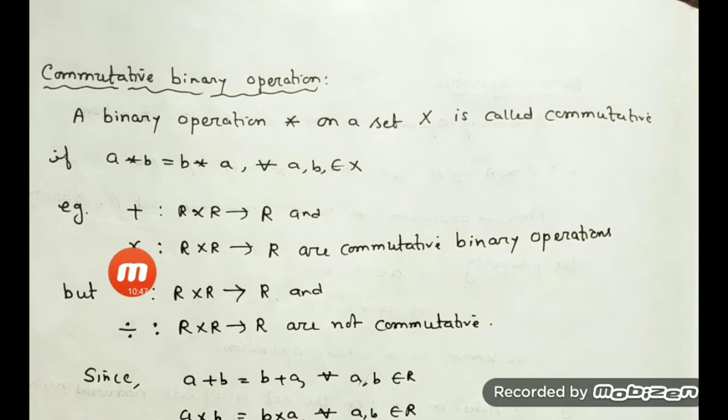So we can take some examples. Plus from R cross R to R. It means if you take two real numbers and sum them, the answer will be a real number. That is, this is a binary operation, and this binary operation is commutative because we know that in the case of real numbers, if you add them and change the order, the result will not change. There are many examples, or simply state the definition. Similarly, multiplication is a binary operation.